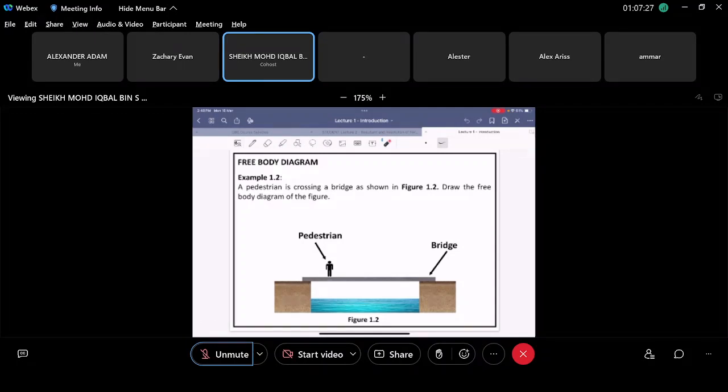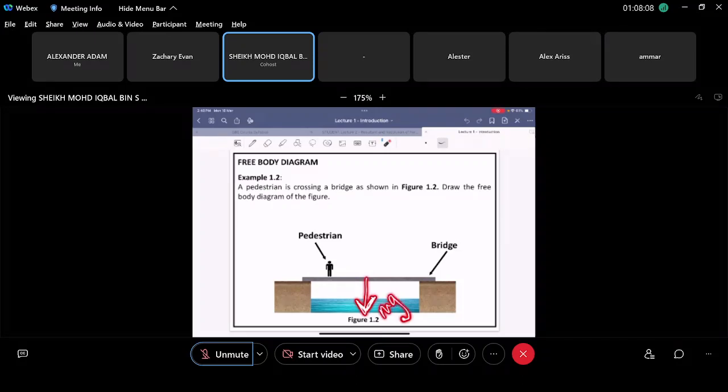Another example of free body diagram. A pedestrian is crossing a bridge as shown in figure 1.2. Draw the free body diagram of the figure, right? So if we have to analyze this one, it's a bit complicated, right? Because you have a bridge here, you have this soil, this pedestrian here, right? So we can make a free body diagram from this figure here, right? So of course, this is a bridge, right? So when you have a bridge, that bridge has its own self weight. So you will have one force going down here, mg, mass times gravity, right, of that bridge.